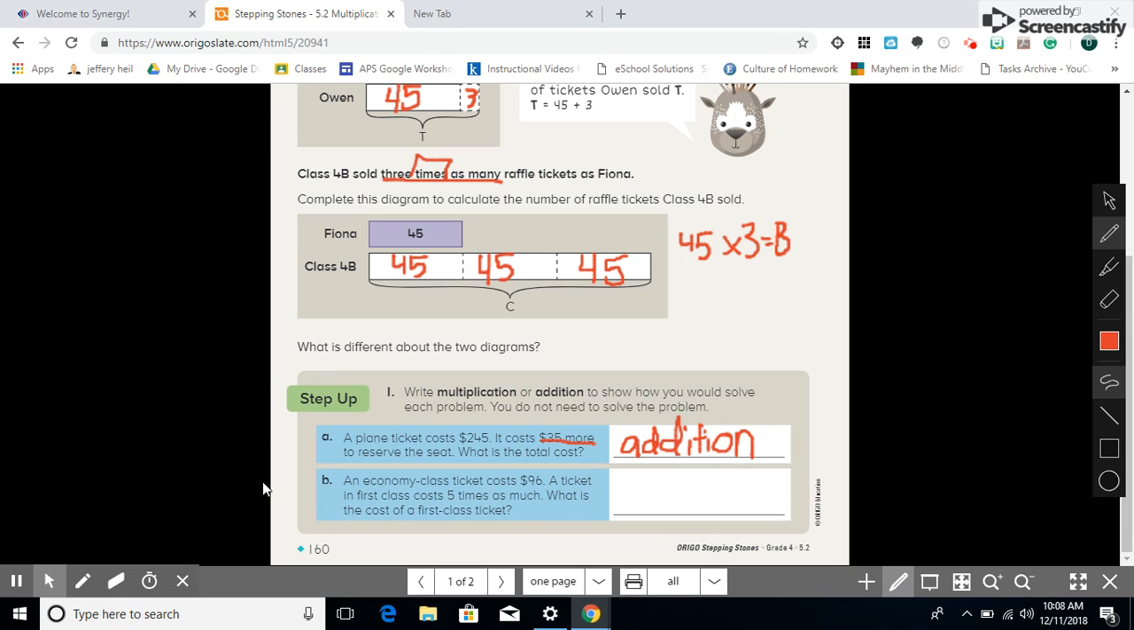Do B on your own. It says an economy class ticket costs $96. A ticket in first class costs 5 times as much. What is the cost of a first class ticket?